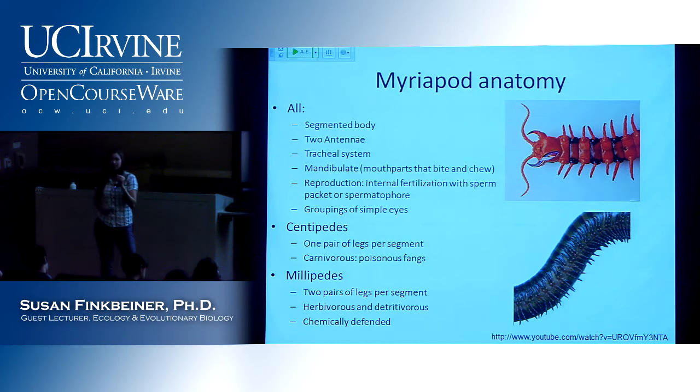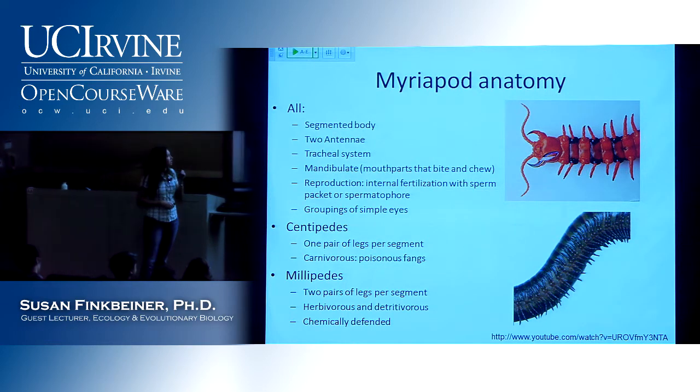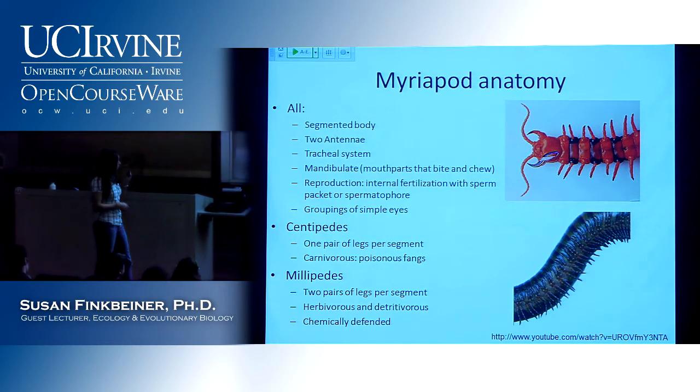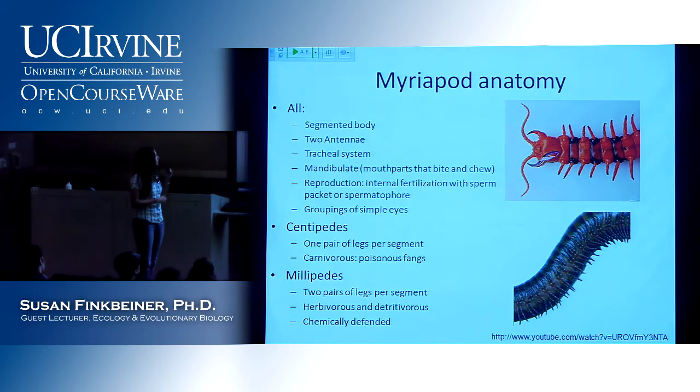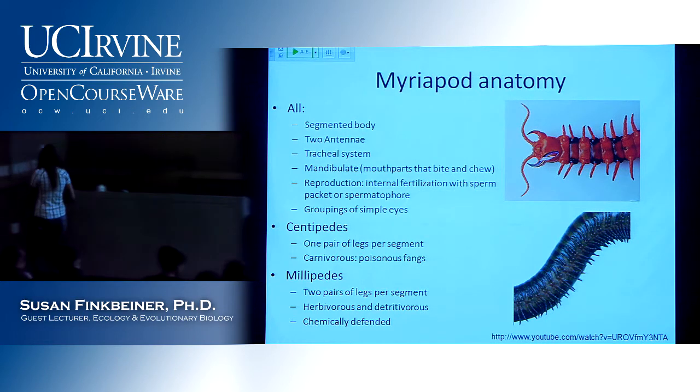Centipedes are carnivorous. Many of them do have poisonous fangs, which you can see. They're very nicely defined right in this guy. However, millipedes are herbivorous, and they are also detritivores. That doesn't mean go hugging millipedes though, because they are chemically defended, and many of them secrete cyanide toxins. So if you ever do handle them, be sure to wash your hands.